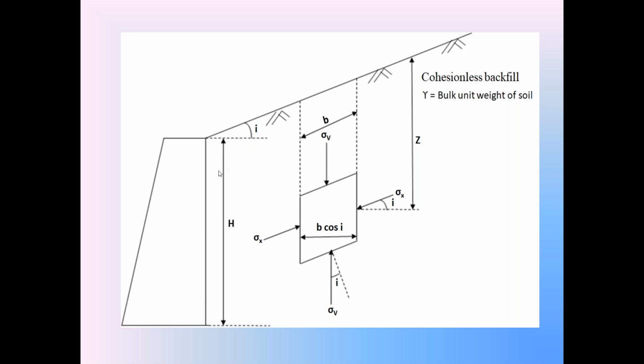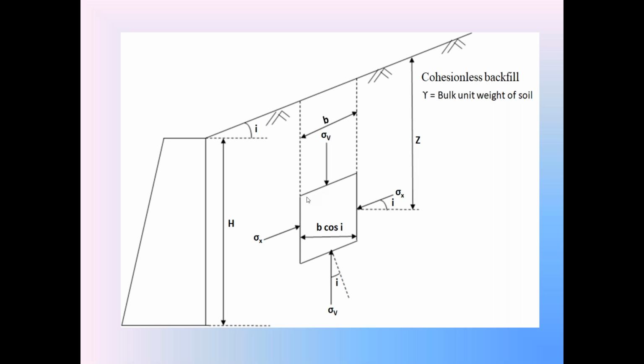H is the height of the retaining wall. We consider this backfill is a cohesionless backfill in the dry condition or the moist condition. We are going to discuss how to calculate the active earth pressure PA on the retaining wall by using the Rankine's active earth pressure theory. To find out the equation for the active earth pressure for this sloped backfill surface, first we consider the soil element in the backfill. This is the soil element, at a depth z from the top of the backfill.